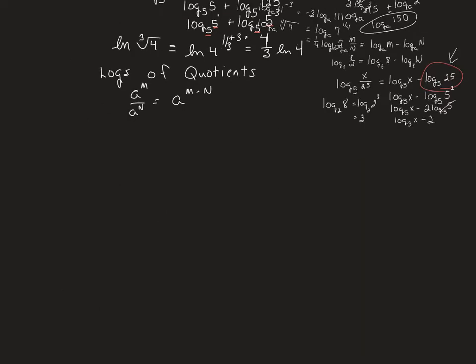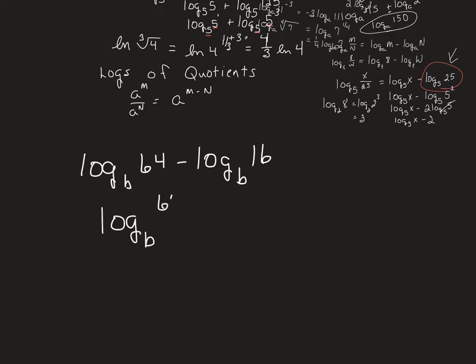Now we worked with expanding. Let's condense or express as a single logarithm. If we have log base b of 64 minus log base b of 16, because this is subtracting, I can rewrite this as the log base b of 64 divided by 16, which is the log base b of 4. We can simplify that.